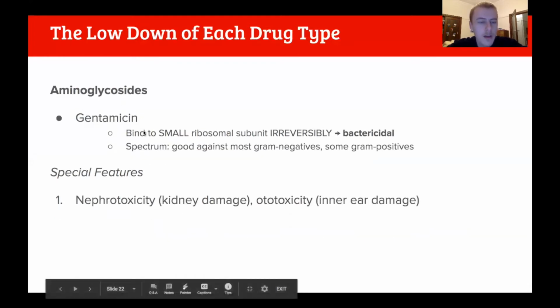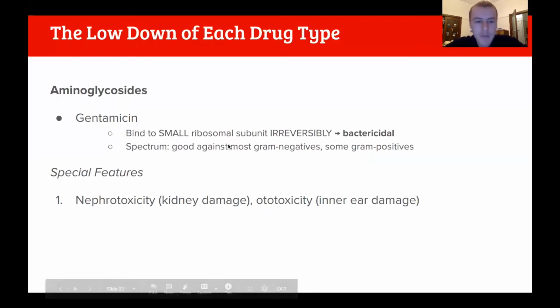Now, then we've got our aminoglycosides. We only need to know gentamicin. This guy binds to the small ribosomal subunit, so it binds to the same part as doxycycline, but it binds irreversibly. And remember what I said, reversible tends to be bacteriostatic and irreversible tends to be bactericidal. Now, gentamicin is good against most gram-negatives and some gram-positives. So when you consider it, it's a fairly broad spectrum antibiotic.